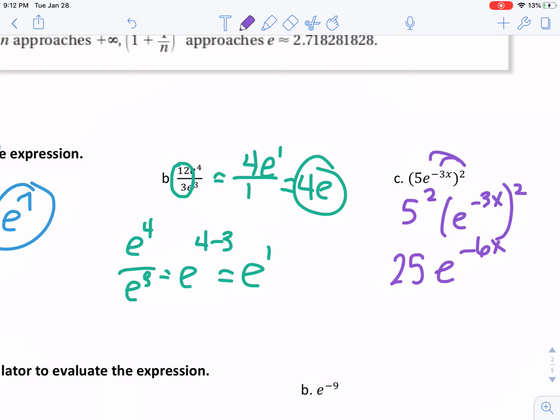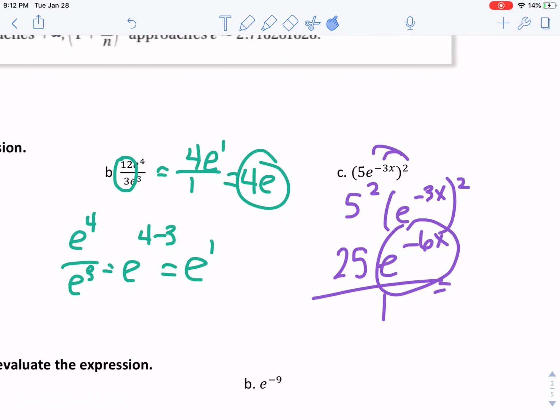Well, I can't have negative exponents, so I have to move this across the fraction bar. So this is going to become 25 over e to the positive 6x. When you move it to the bottom, it gives you that positive exponent.